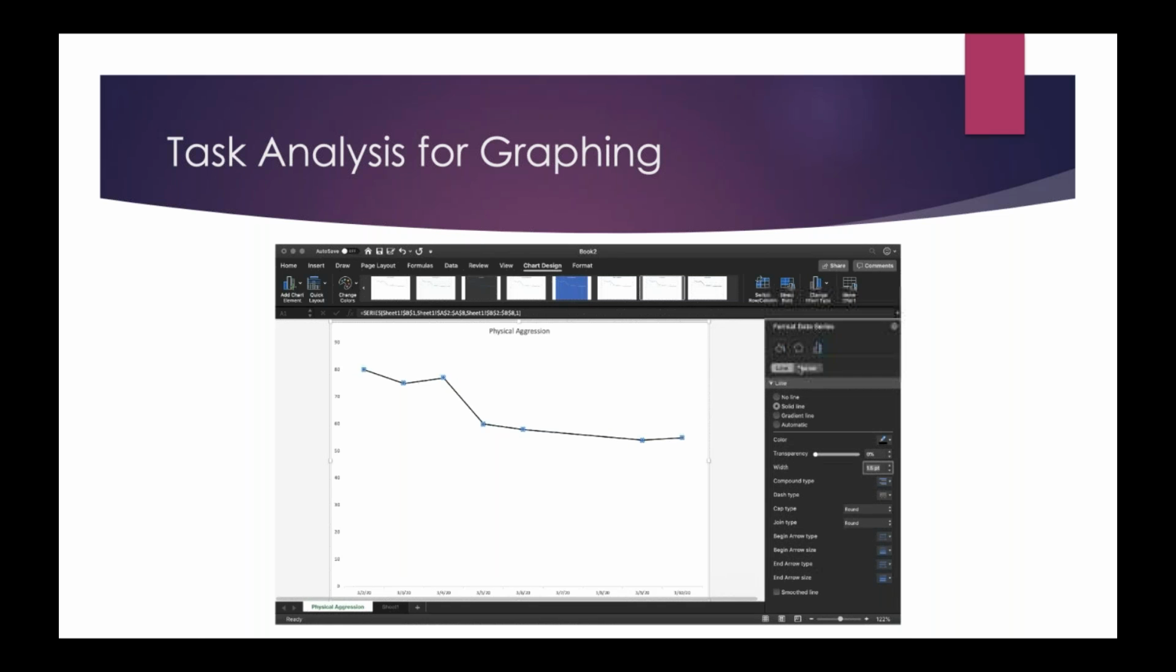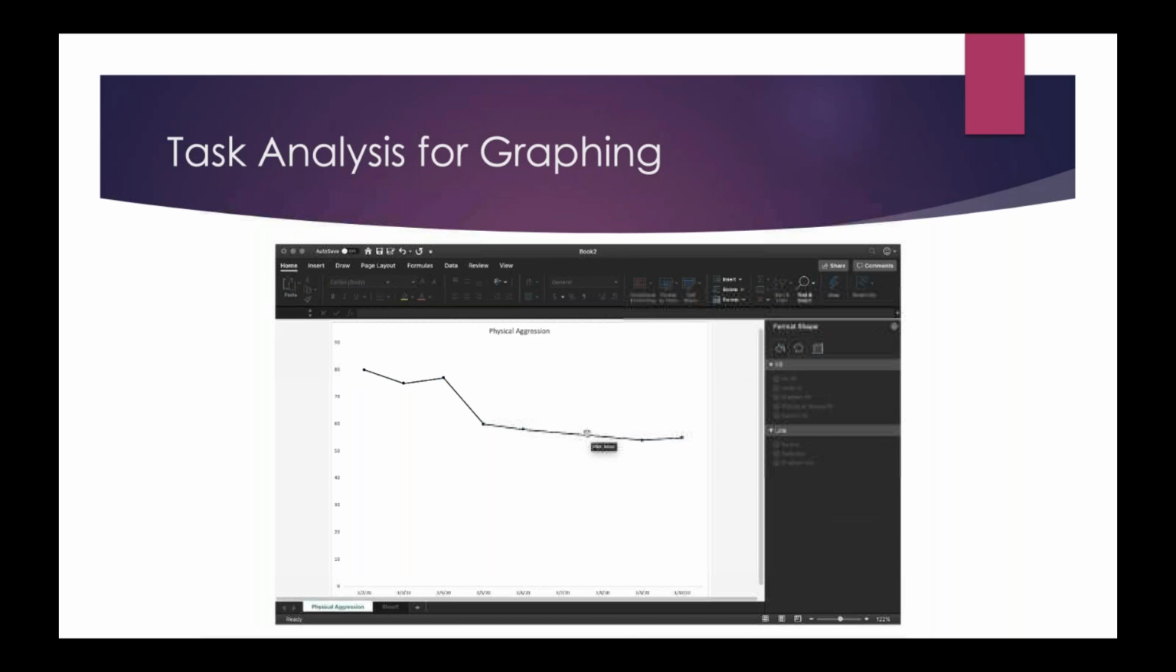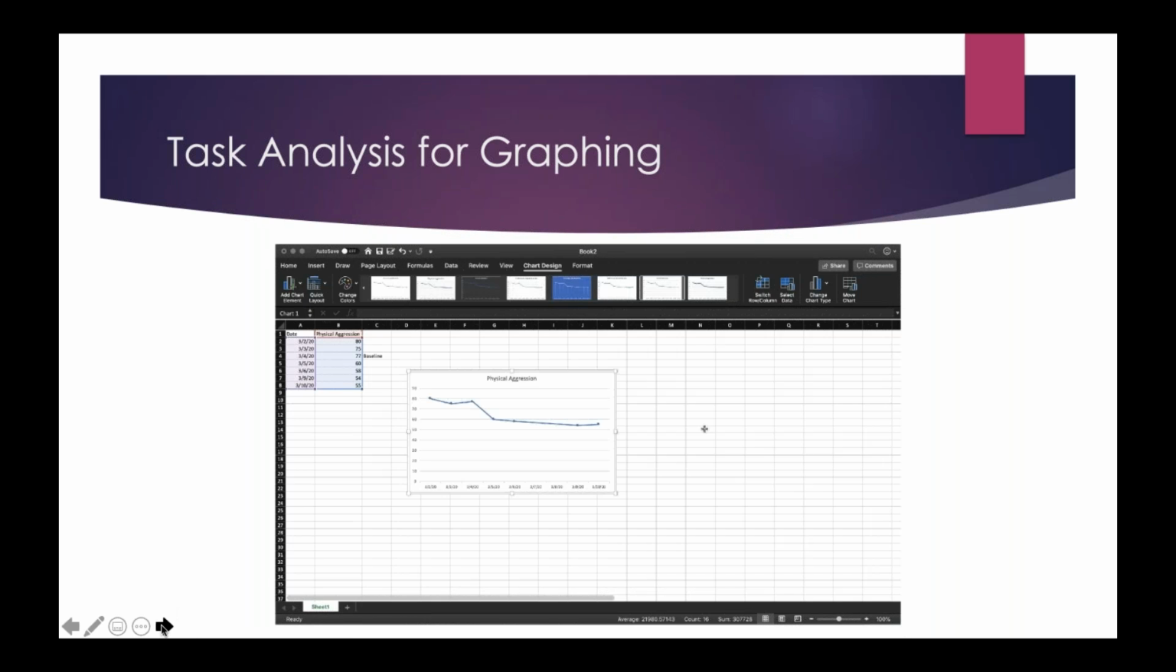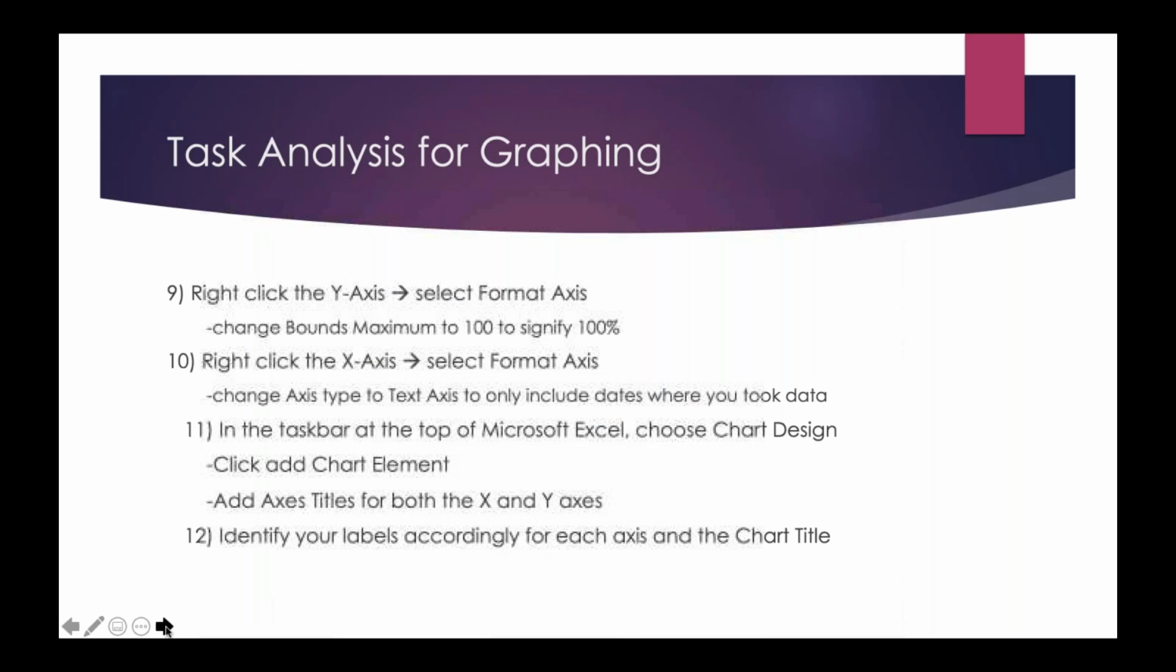Then you will come back up. You will choose Marker, and under Fill, choose the drop-down. Make sure that you change the marker color to black, as well as the borderline for the marker to black. Then all of the markers and your line will be the color black.